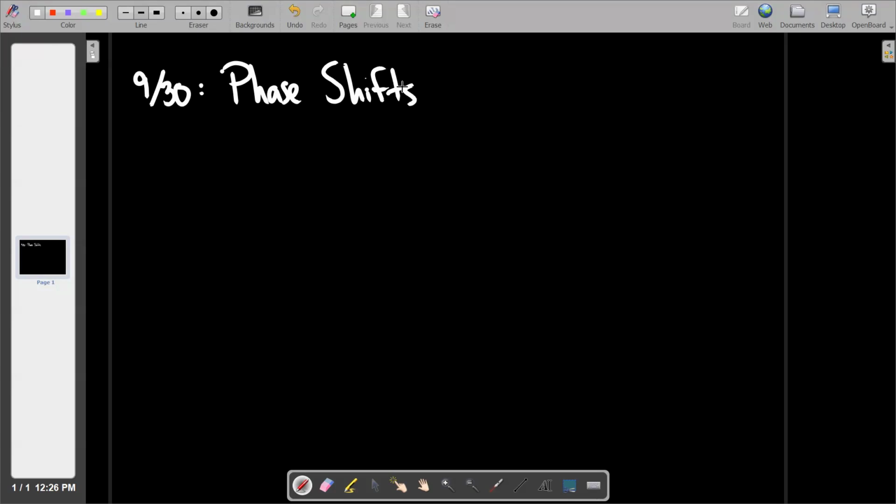So these are, it's interesting that they have this name. Another name for it is just a horizontal shift, like a horizontal translation. Phase shift sounds like all high tech and fancy though.